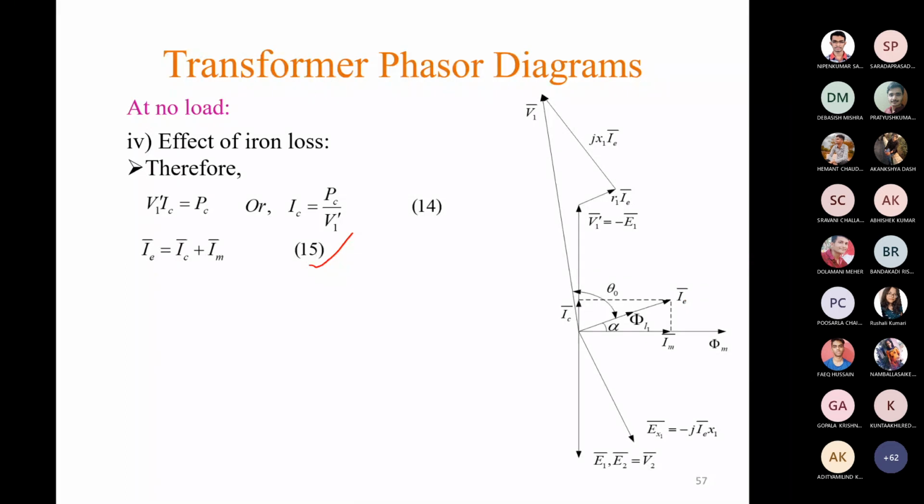Now at no load condition, this exciting current is the only primary current, because there is no load component of primary current. The transformer is running under no load condition, so no secondary current, that is I2, and there will be no reflection in the primary side. So IE, that means the exciting current, is the only primary current for any transformer under no load condition. And this exciting current has two components. One is magnetizing current, which is in phase with flux. Another is core loss component, which is in phase with V1 dash.